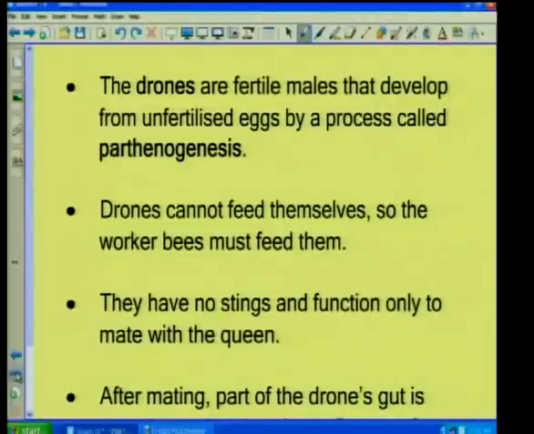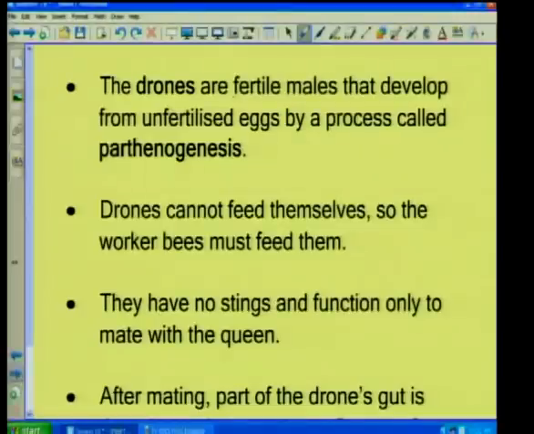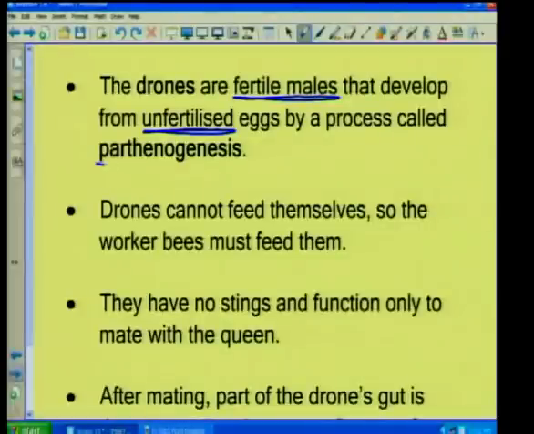Now we get to the drones. The drones are your second caste. Remember, your first caste is the queen. Second caste is drones. And these are your fertile males, okay? But look at this, they develop from unfertilized eggs, whereas the queen developed from fertilized eggs. Your drone is an unfertilized egg. And the process here is called parthenogenesis.